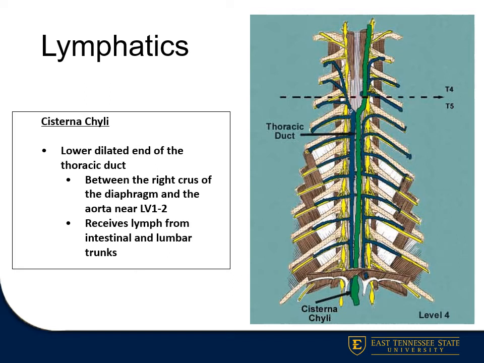The cisterna chyli, which is the lower dilated end of the thoracic duct, sits between the right crus of the diaphragm at about the L1, L2 level, and that receives the lymph drainage from everything we talked about, the intestinal and the lumbar trunks. So all those pre-aortic nodes and all those para-aortic nodes and the iliac nodes on both sides are receiving the lymph, draining and emptying into the cisterna chyli. So that's why the lymphatic drainage below the diaphragm from both sides is in the thoracic duct.